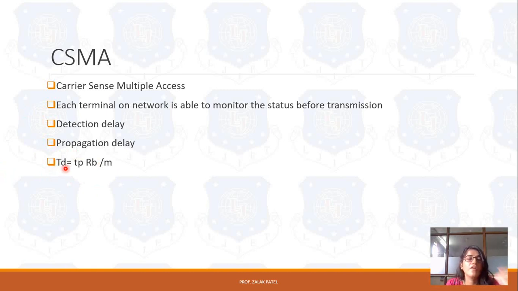Where TD means the detection delay is equal to TP, the propagation time, RB is the data rate, and M is the expected number of bits in the data packets. So a one-mark short question can be asked using this equation, TD is equal to TP into RB upon M. Any three values are given in the question, and you have to find out the fourth one. So please keep this equation in mind: TD is equal to TP into RB upon small m, the expected number of bits in data packets.